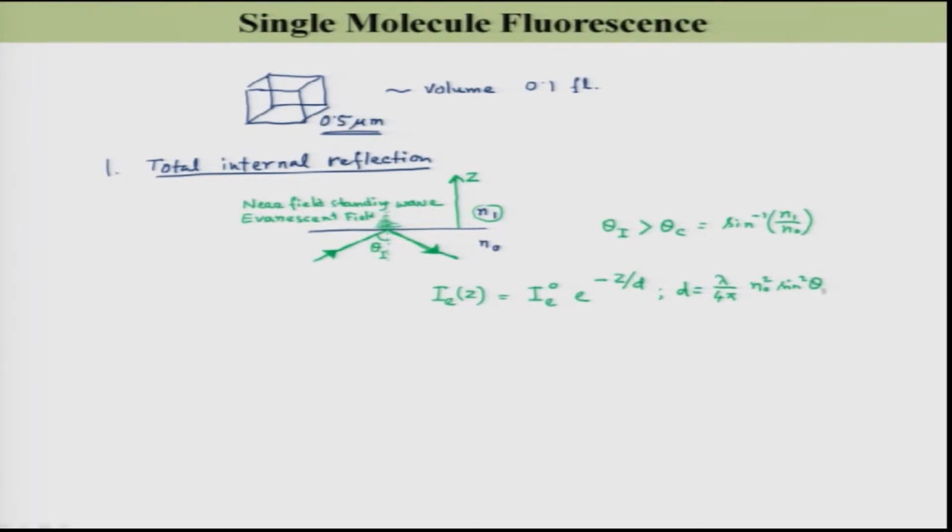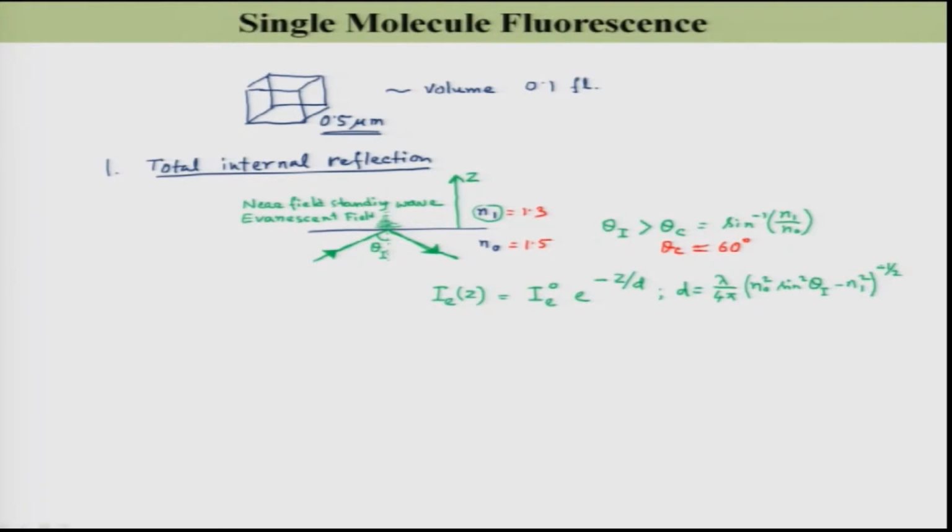So, this is my incident angle. So, theta I should write minus n 1 square to the power minus half, right. So, for example, let me consider n 0 equal to 1.5, some type of glass, and n 1 equal to 1.3, like water. So, I can readily calculate the theta c value from here. Theta c will be around 60 degree, right.